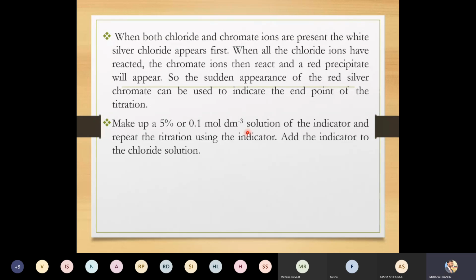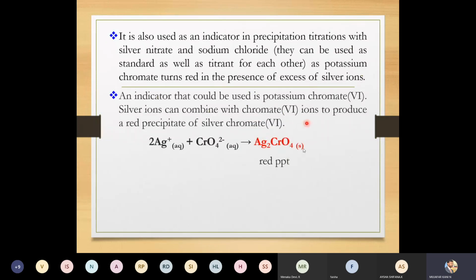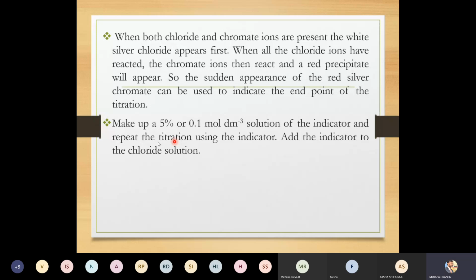So the sudden appearance of the red silver chromate can be used to indicate the endpoint of the titration. And here, it may be identified by the red precipitate. It should indicate the endpoint of the titration. Then make up a 5% solution of the indicator and repeat the titration using the indicator part.